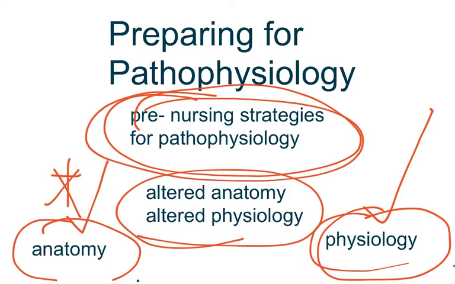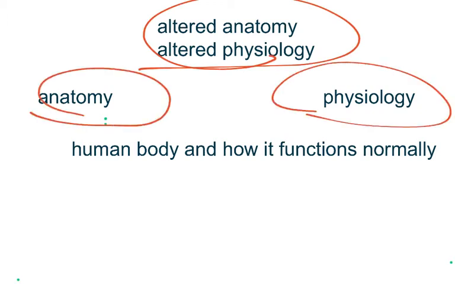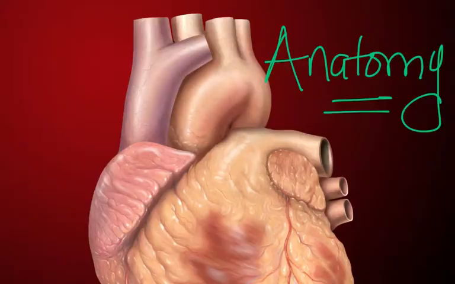Nonetheless, if you have had difficulty with anatomy and difficulty with physiology, know that you can always review and get up to speed, okay? Now, we're going to be looking at preparing for pathophysiology. So again, altered anatomy, altered physiology when we focus on pathophysiology. So number one, you have to know how the human body works normally, okay?